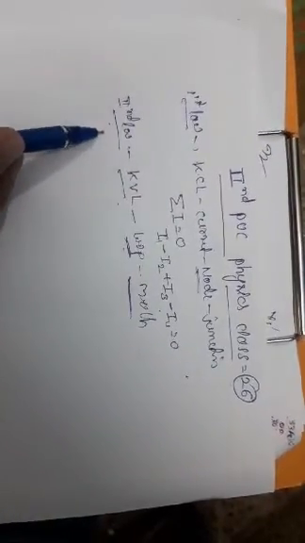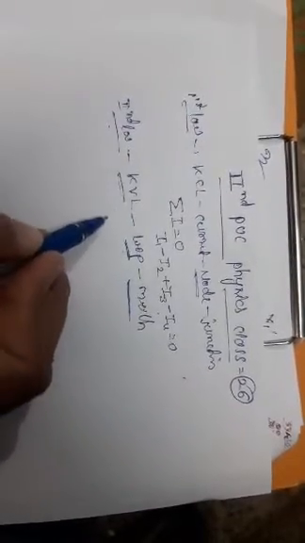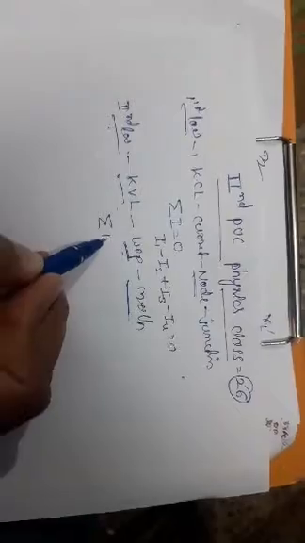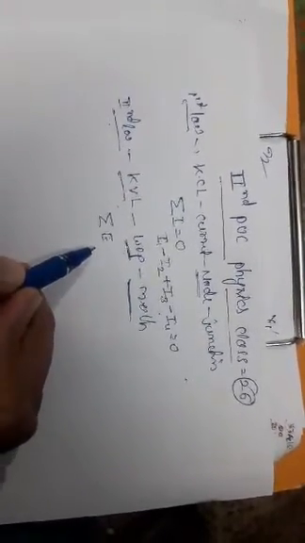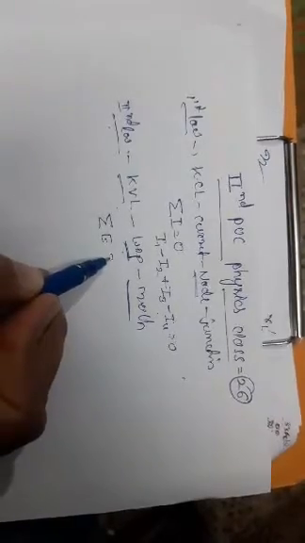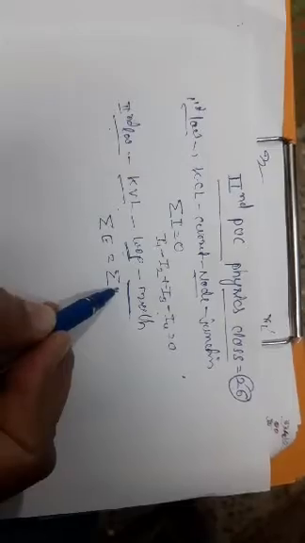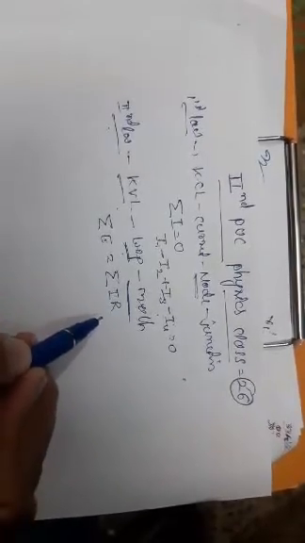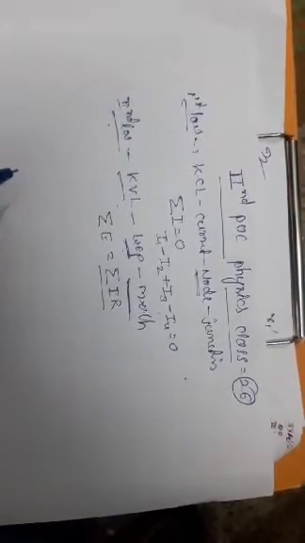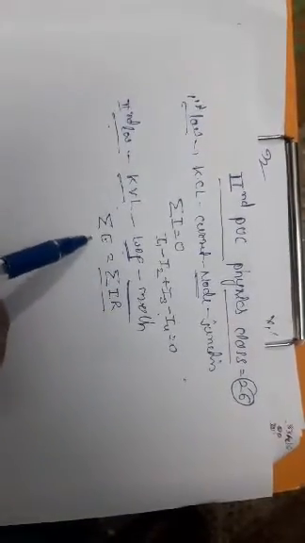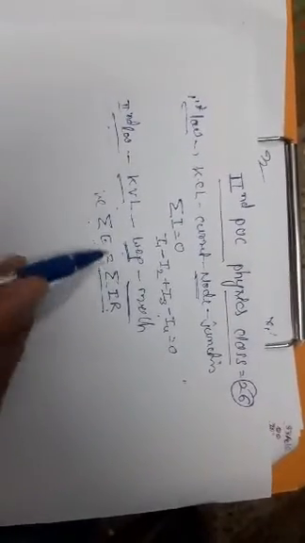According to this law, in the electrical network, the algebraic sum of the EMF of cells must be equal to the algebraic sum of the product of current and resistance in the loop. That is the Kirchhoff's second law statement. That is, the summation of E is equal to the summation of IR. That is the equation.